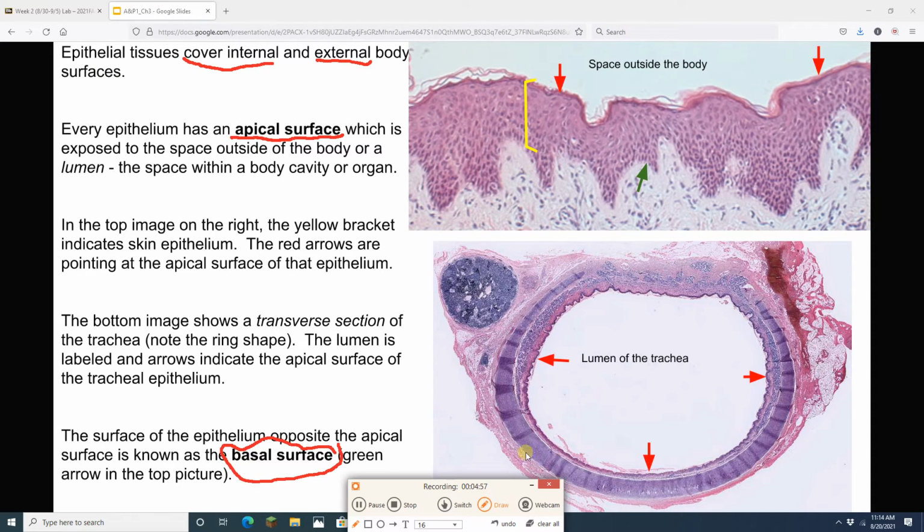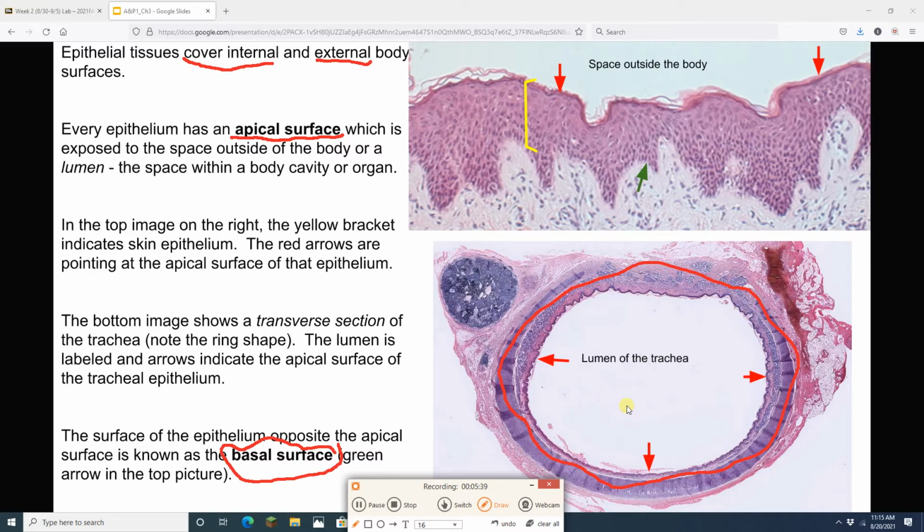In this bottom picture here, we're looking at a transverse section of the trachea. So this whole tube right here is the trachea. Now, how did you know it was a transverse section? Well, you know that when you cut a tube across, you end up with this ring type shape. The space inside the trachea, the space inside any body cavity or organ is called a lumen. So your trachea has a space in it called a lumen. The esophagus, small intestine, they're going to have lumens. Blood vessels, arteries, veins, capillaries, they will all have lumens. All right.